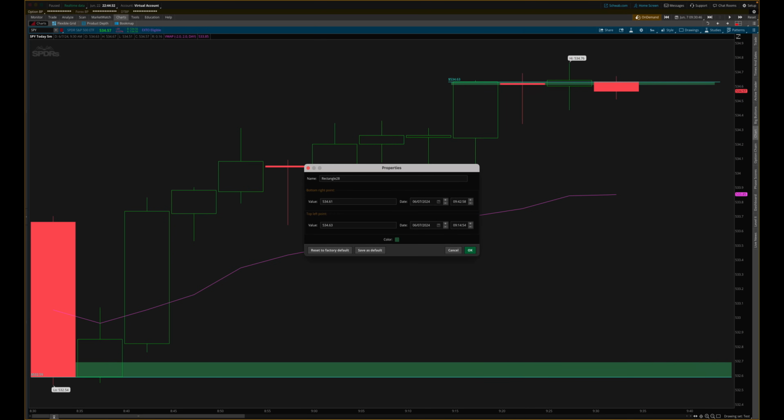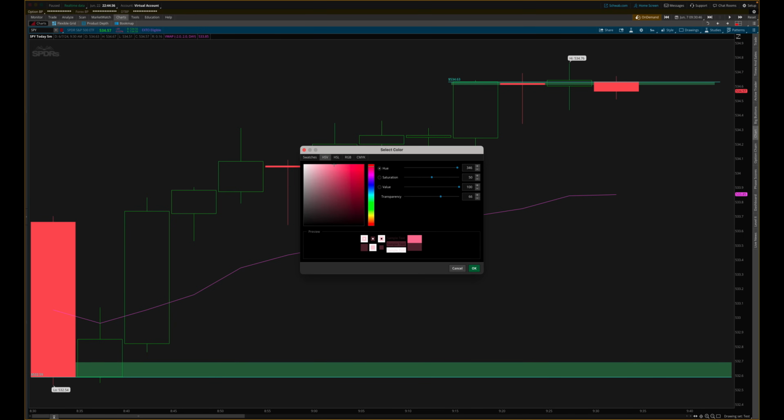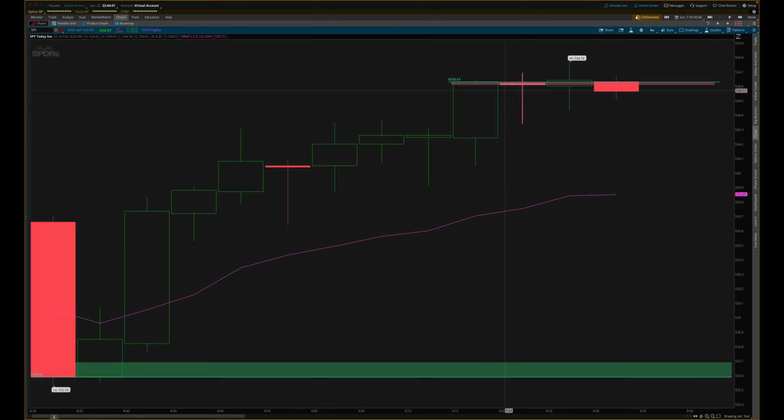And now we're going to change this from green to red, just so we can have the differentiation between the major supply and the major demand zone. So click OK. And boom. So again, that's the concept.